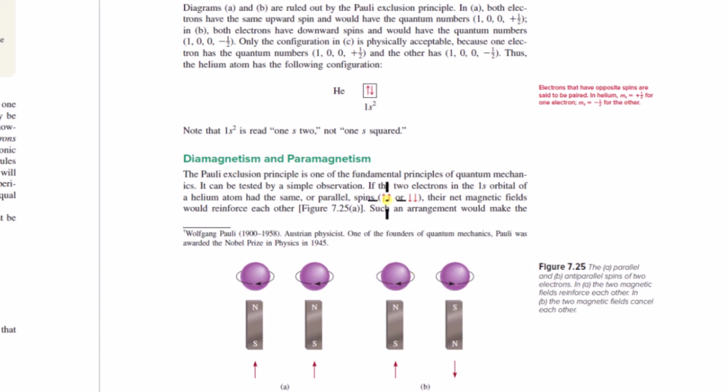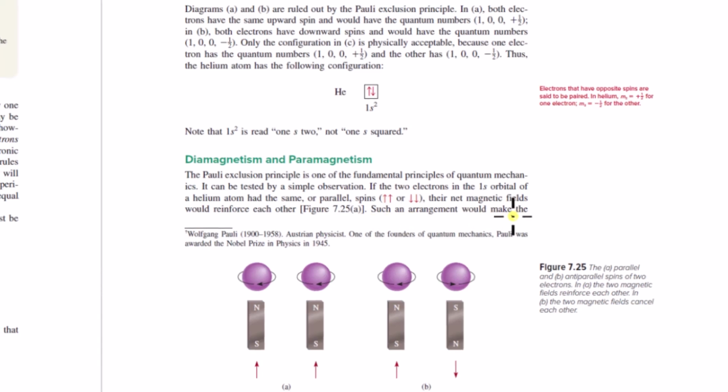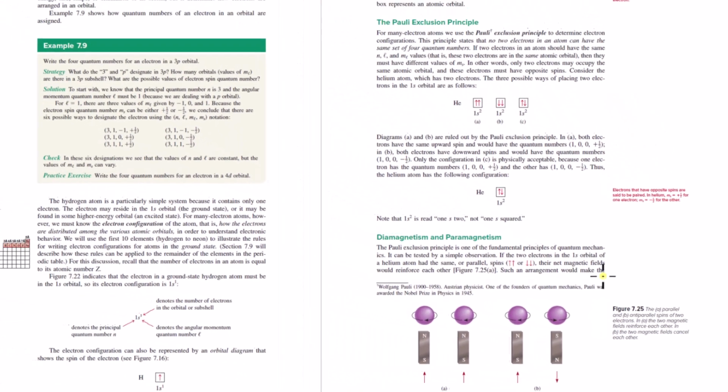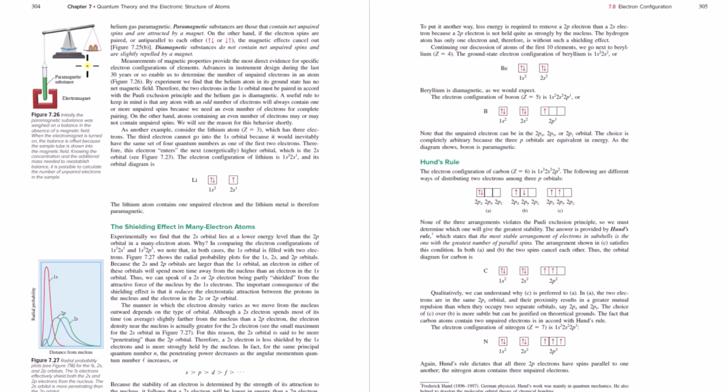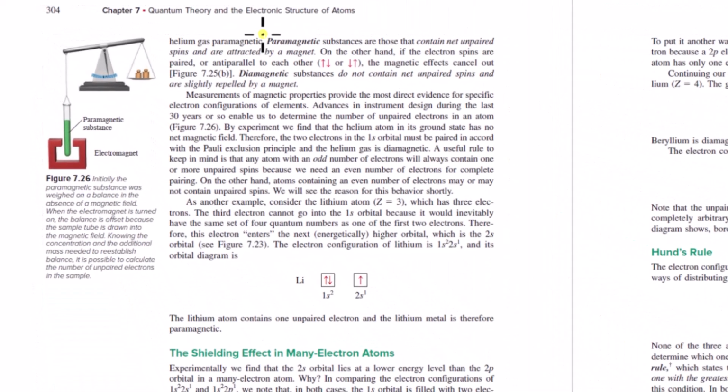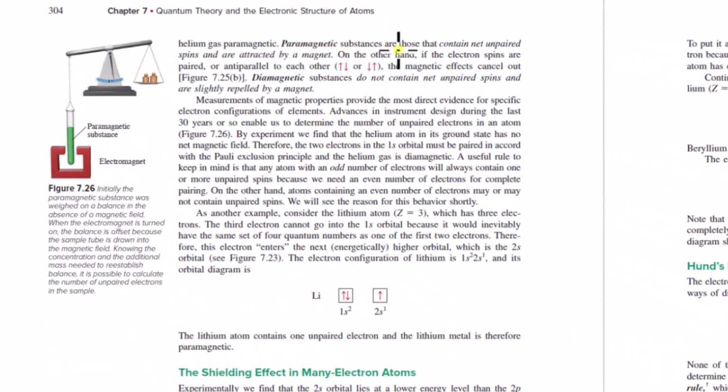Okay, but if you had parallel spins, this arrangement would make the helium gas paramagnetic. Paramagnetic substances are those that contain net unpaired spins and are attracted by a magnet. So this is interesting. This is giving you a sense of where permanent magnets come from.